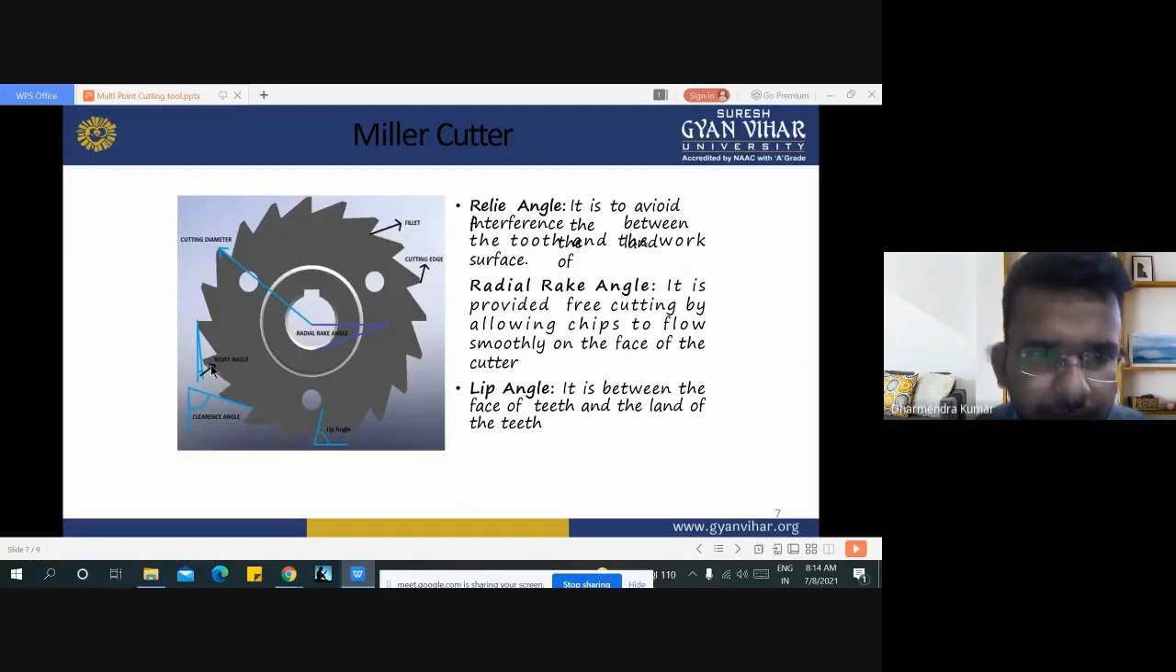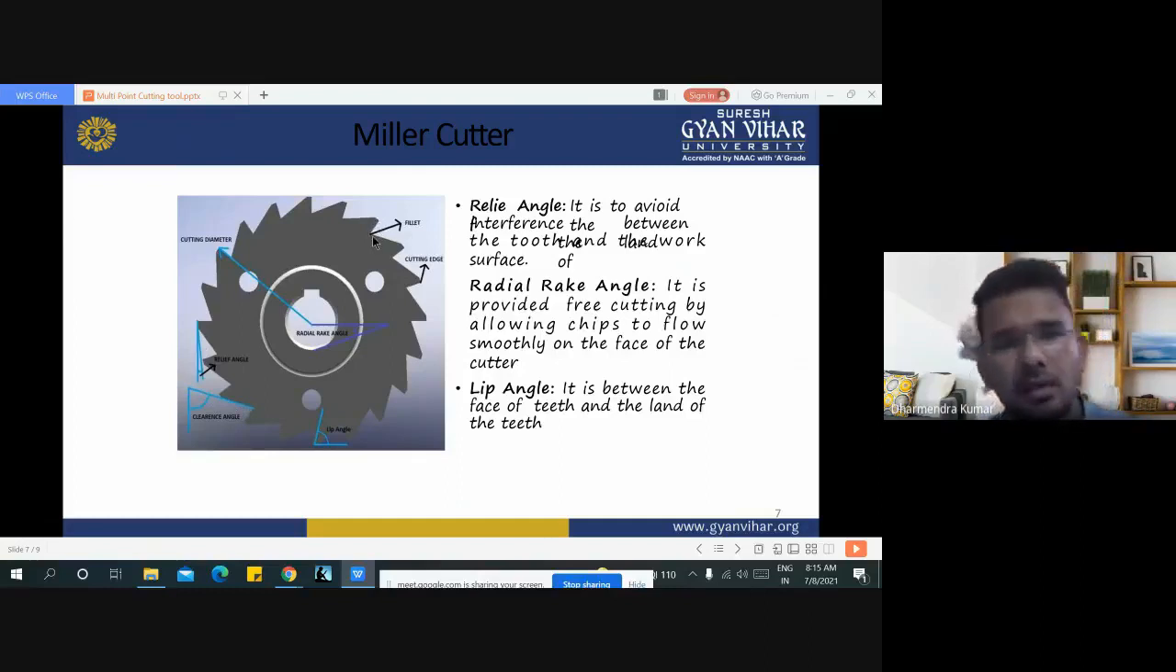This is the relief angle. This is known as the relief angle. This is the clearance angle, which is measured with respect to the fillets, and this is known as the lip angle. Here are some descriptions of the angles, like the relief angle.